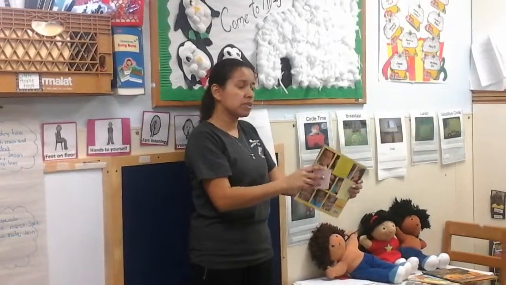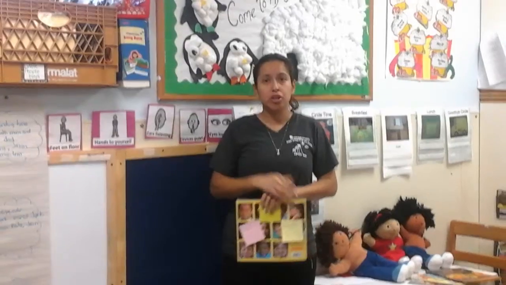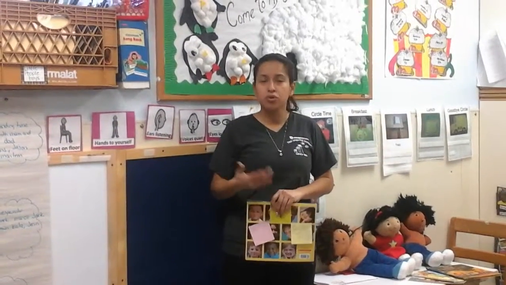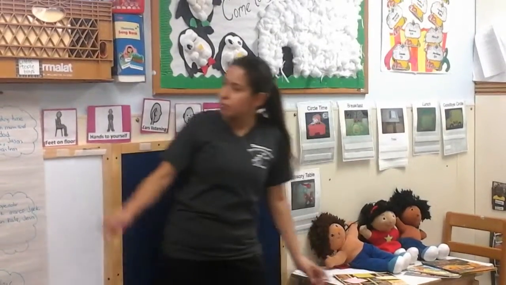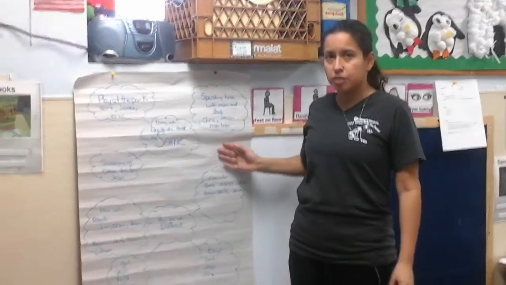Once the book is done, I would ask questions. Look around you. Does your friend look like you? What are the differences between you and your friends? Once the children are able to give me some sort of prior knowledge about the different shades of people, I would come here and do a thinking chart.